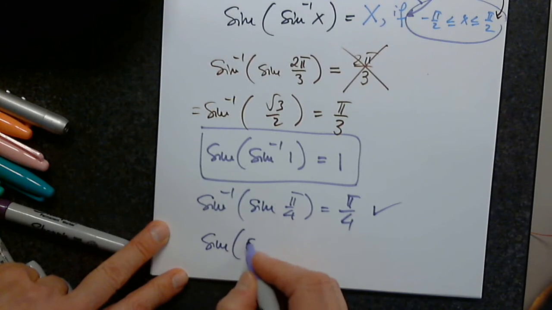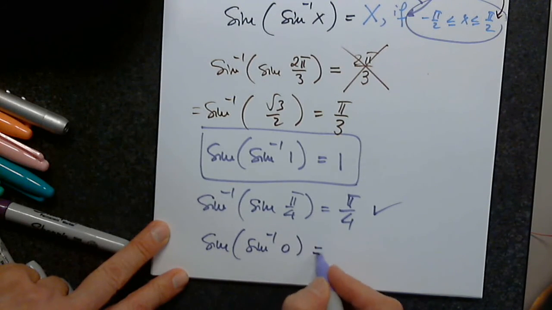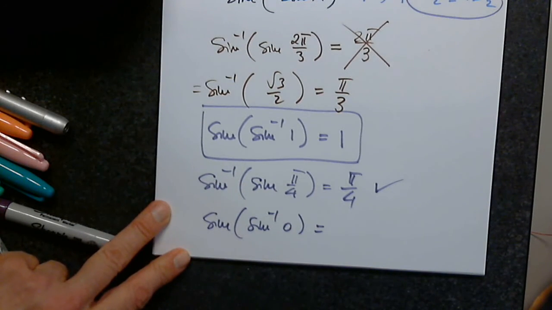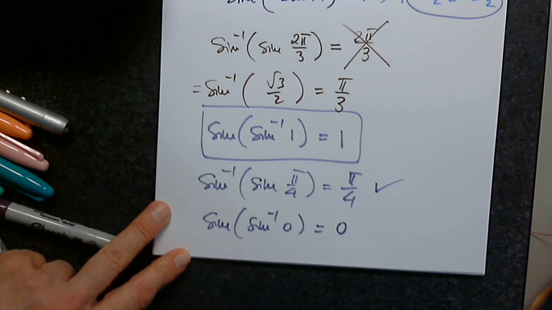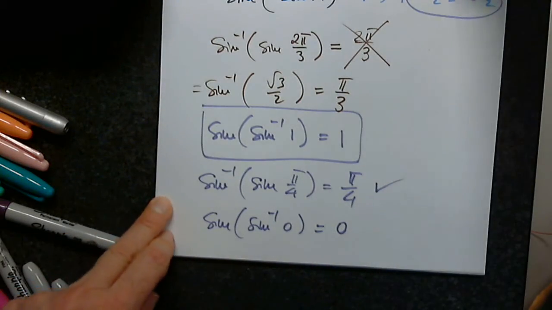Sine of sine inverse of 0. 0. Is that correct? Yes, that's correct. One more.